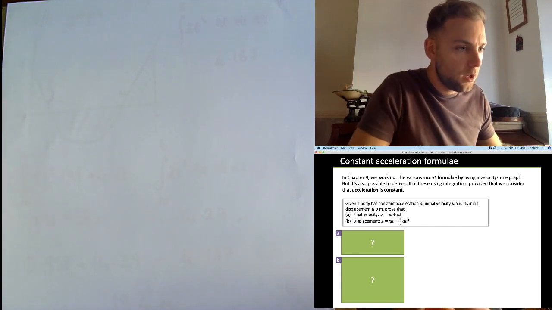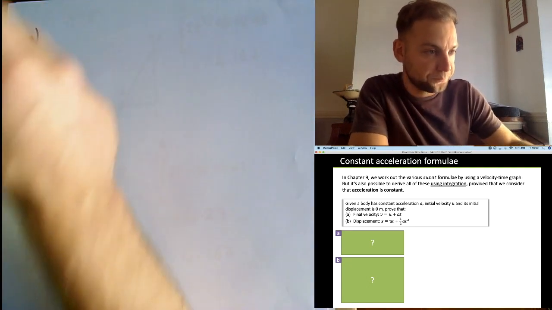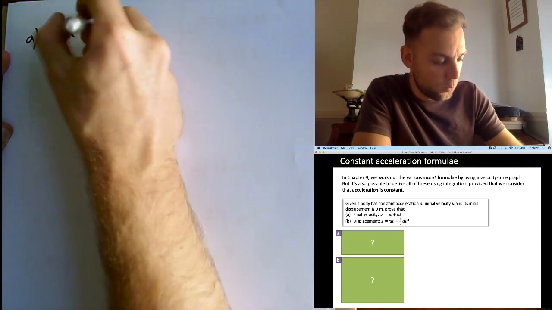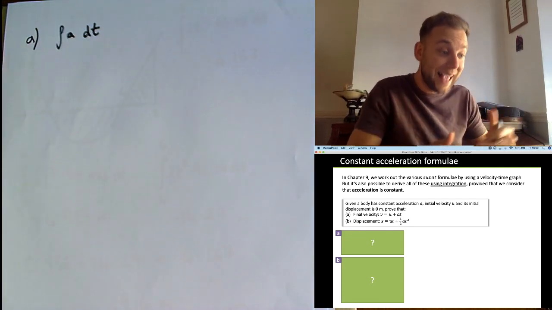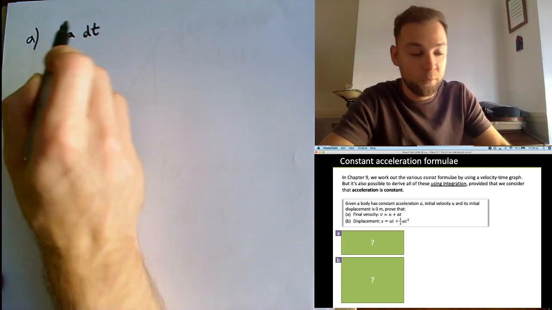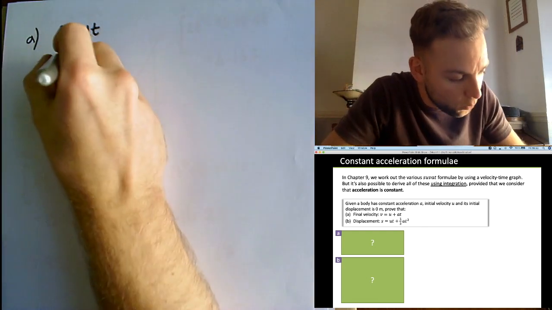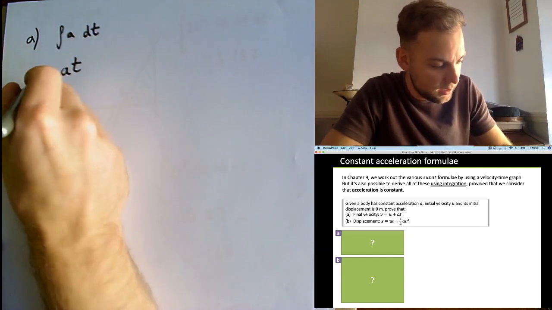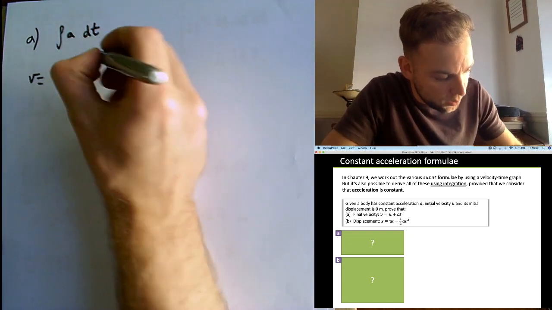So, the first thing that we are going to do is part A. We need to integrate a with respect to t, okay? We're integrating a with respect to t to get the velocity. Because I know that if I integrate a, I end up with at, remember this is equal to the velocity, plus some value c, which I don't know.